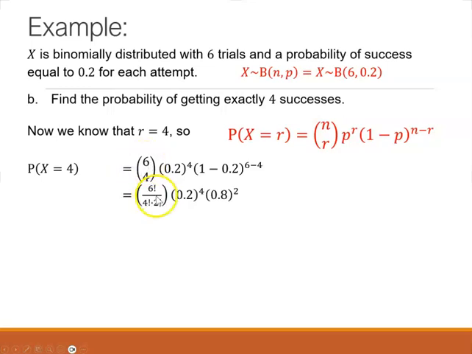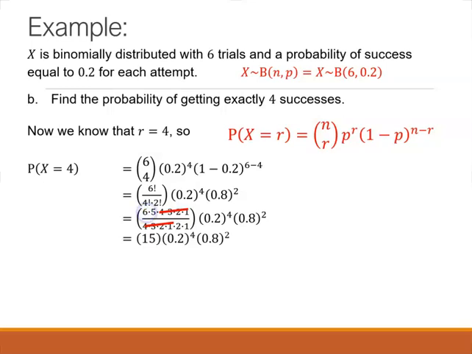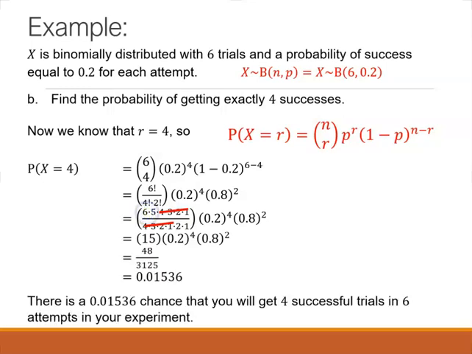I go to my formula for combination. I balloon out those factorials, reduce some stuff down, simplify, and there's my answer. So far, so good? Okay.